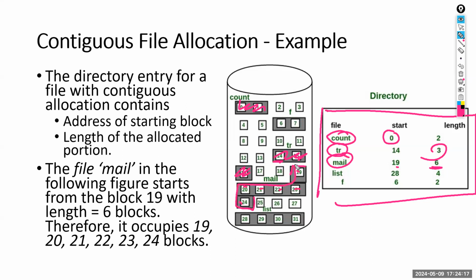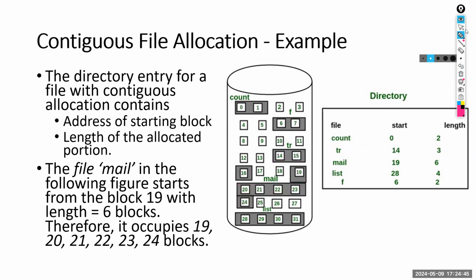I hope you can understand, right? So this is not rocket science. This is very simple. This is how the operating system keeps track of the files. So it knows, for a given file name, what the first starting block is and how many blocks you need to check. So that is called contiguous file allocation.